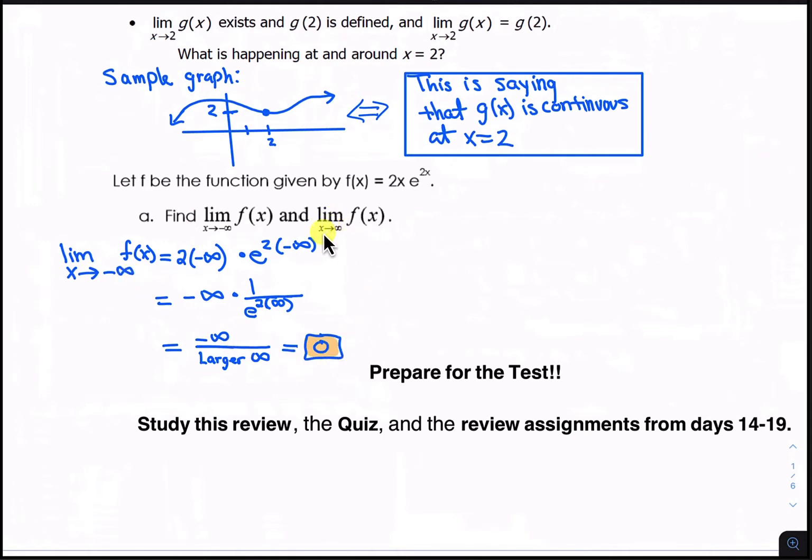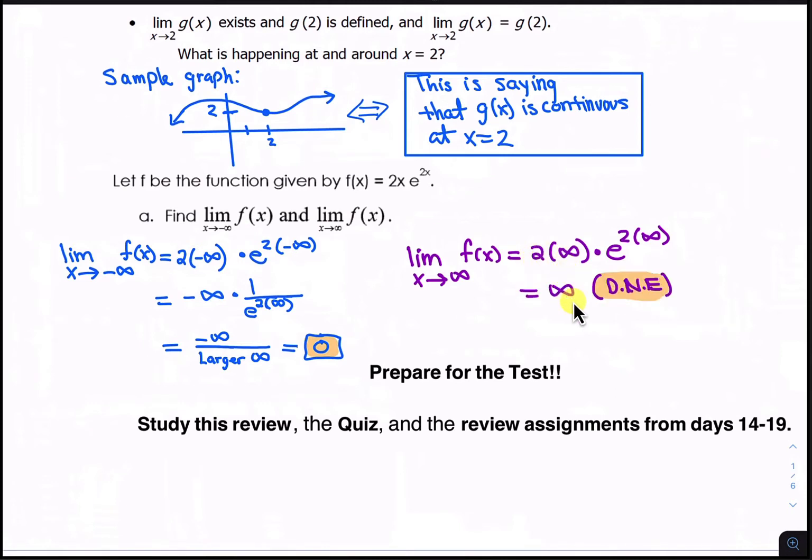Now let's look at x as x approaches positive infinity. We can replace both x's with positive infinity. This is a little more straightforward. We have 2 times infinity, that's just going to be infinity. And then e raised to the 2 times infinity, that's also infinity. And so you've got infinity times infinity, which is just going to be a larger infinity, and that limit does not exist.